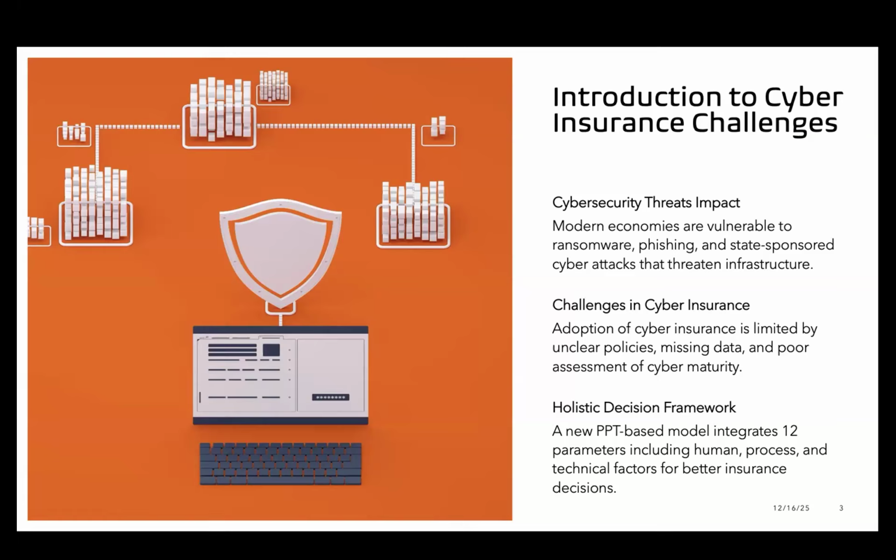Ultimately it does not reflect the risk the insurance company is going to take if they issue insurance to those companies. So the framework I have defined is a holistic framework which covers all aspects of the organization, not just technology, but also people and process. That's why I call it a PPT-based model, which integrates 12 parameters based on different factors, including human, process, and technical parameters.